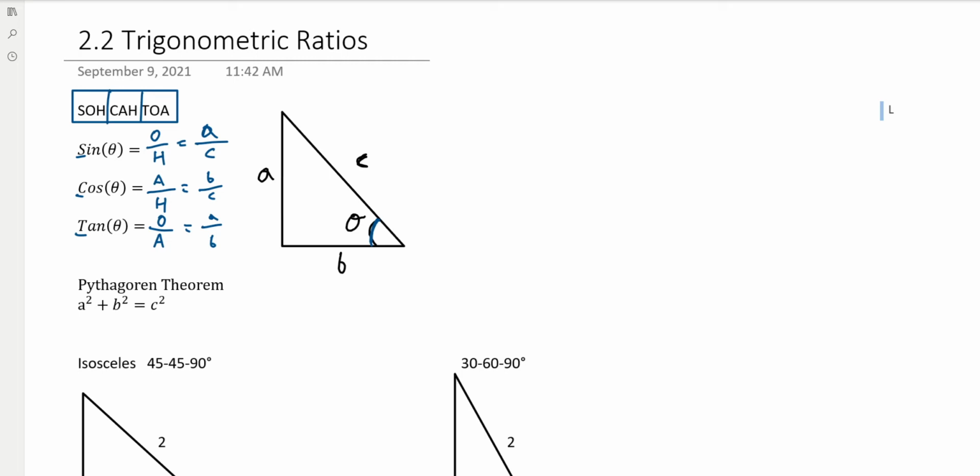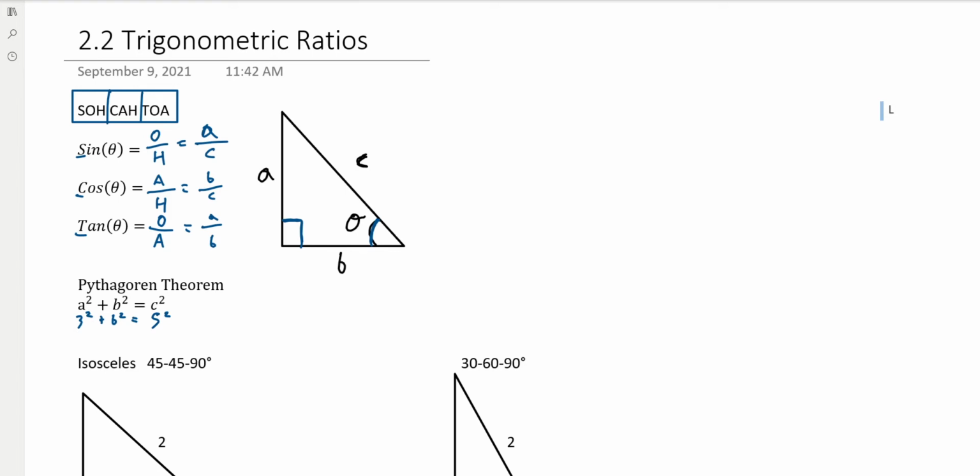Okay, Pythagorean Theorem is the way that we can find the missing side if we have two out of the three sides, and keep in mind this has to be a right angle triangle. If we have two out of the three sides, then we can find the third. So let's do an example. 3, 5, and we're looking for B.